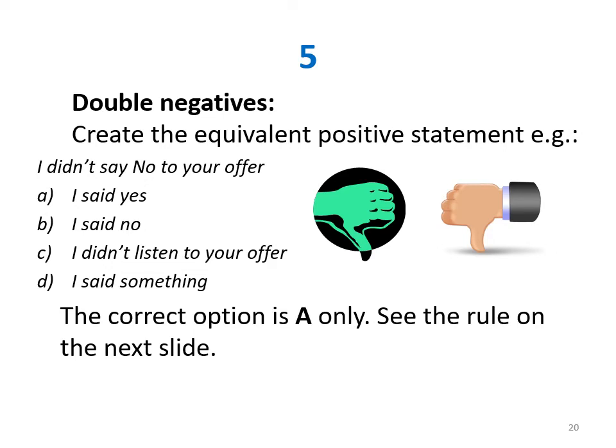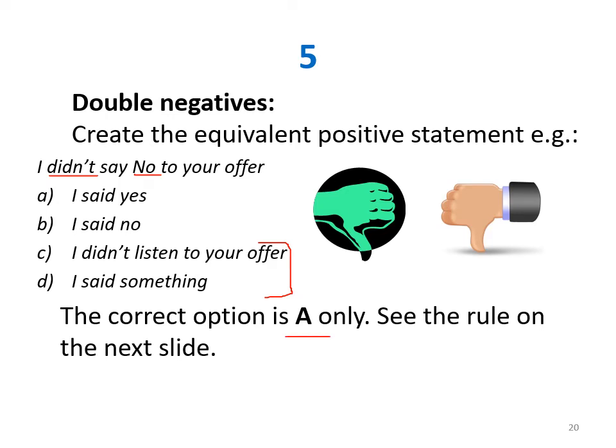So see that we have didn't, we have no. So I said yes, that means I said no. I didn't listen to your offer, I said something. These two are irrelevant, or I say nonsense options. The correct answer is A only.